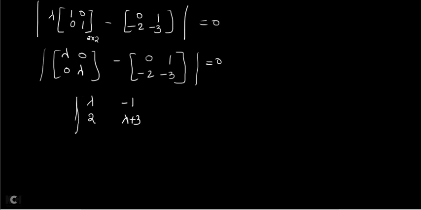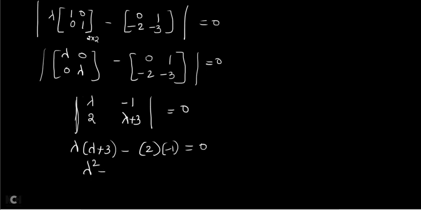So for this you have to take determinant is equal to 0. Now how to find the determinant? You have to multiply lambda into lambda plus 3 minus 2 into minus 1 is equal to 0. That gives lambda square plus 3 lambda plus 2 is equal to 0. Now what you need to do? To get the eigenvalues, find the roots of this. Solve it using your calculator.